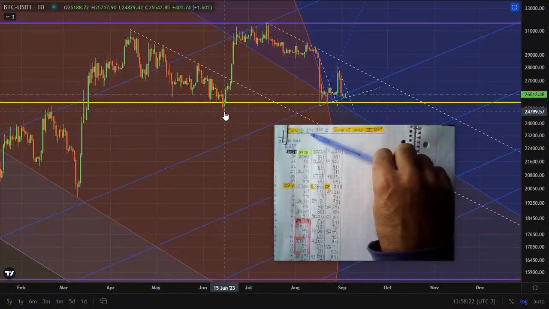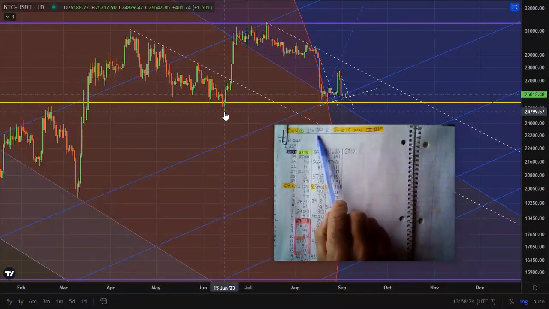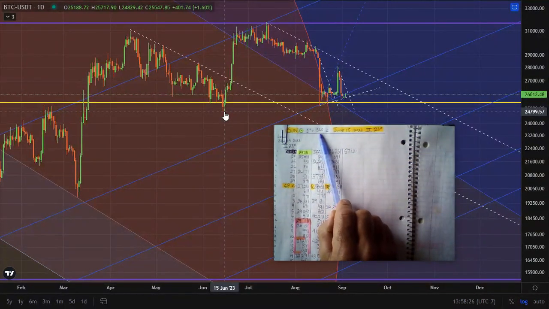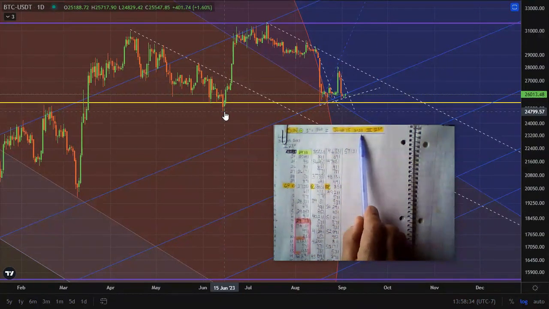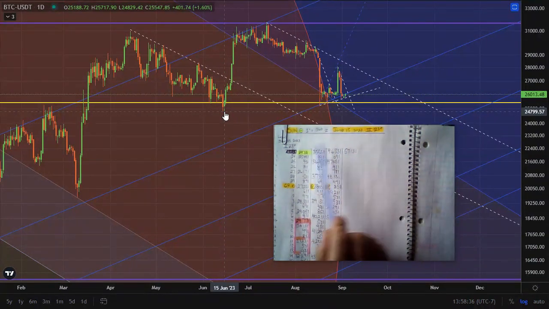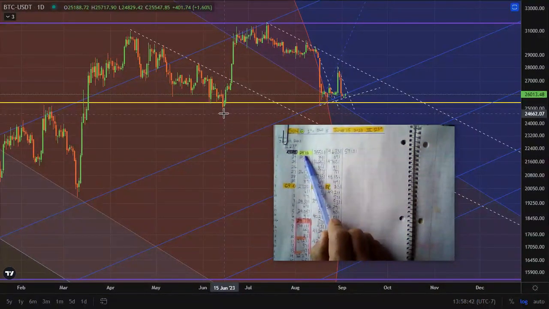So sun, 1 degree, again, 360, right? Because that's what the sun does. You learn all this stuff in my workshops and whatnot. So that's June 15th, 2023, right? Sun's at 23 degrees, makes a bottom 24,731. This is the bottom we're talking about right here.